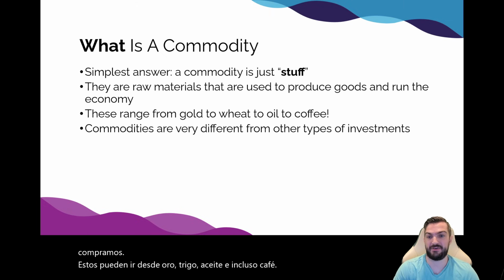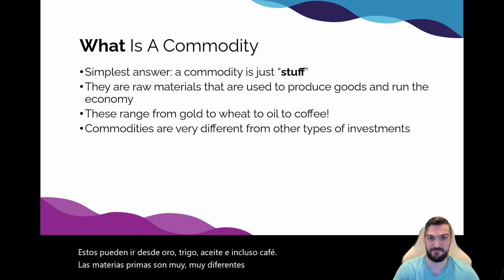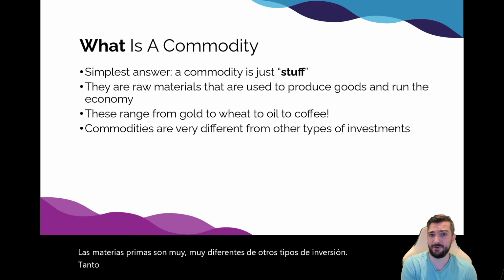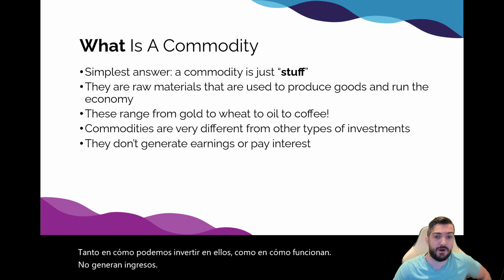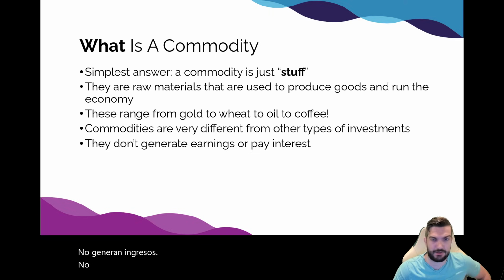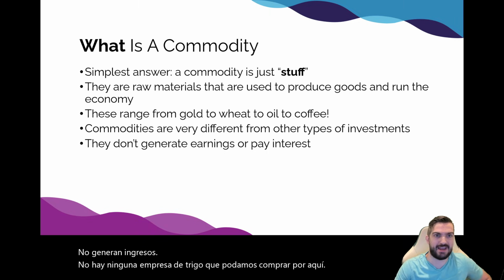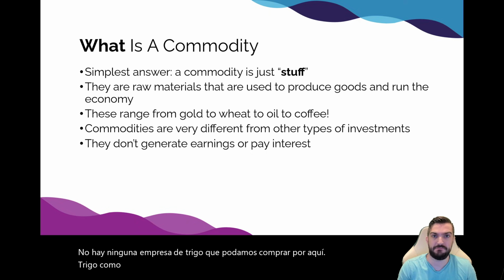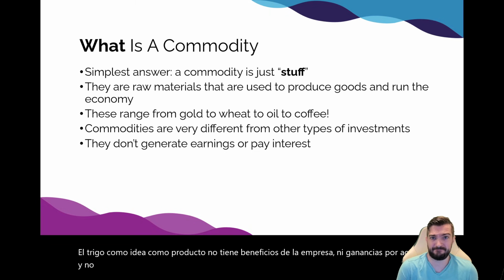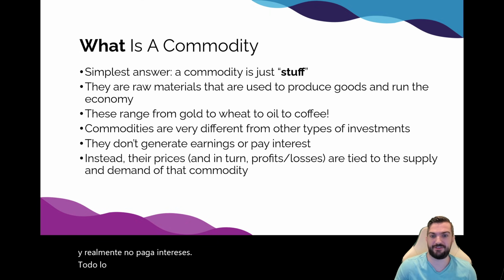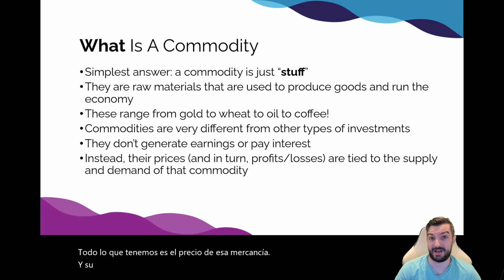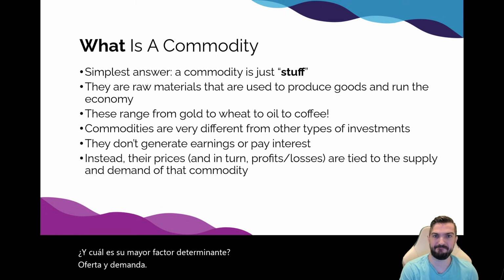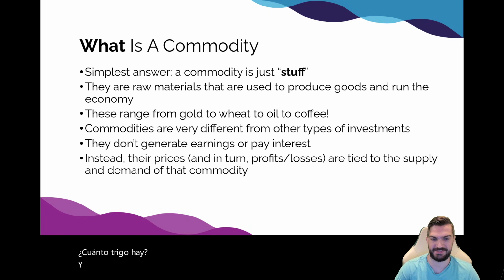Commodities are very, very different from other types of investment, both in how we can invest in them, but also how they work. They don't generate earnings. There is no single wheat company that we can go out and buy. Wheat as an idea, as a product, doesn't have company earnings, earnings per share, and it doesn't really pay interest. All that we have is the price of that commodity and its largest driving factor, supply and demand. How much wheat is there, and how much is someone willing to pay for that wheat?